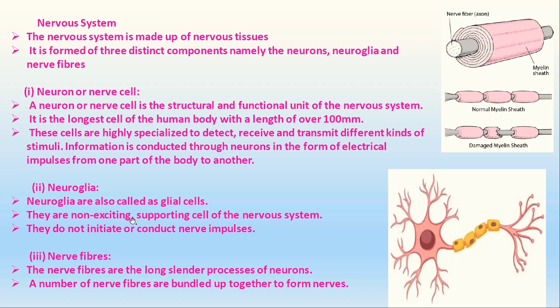They are non-exciting. They will not get excited by the stimulus or the electrical impulse. They are just supporting the nervous tissue that gets the electrical impulse, that gets excited. They do not initiate or conduct nerve impulses. The third one is the nerve fiber. The nerve fibers are the long slender processes of neurons, and a number of nerve fibers are bundled together to form the nerves. This is the diagram of the nerve.